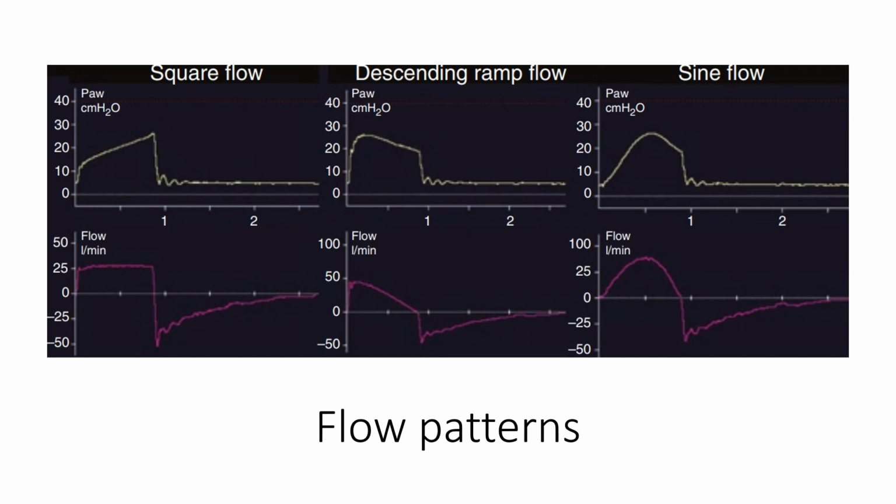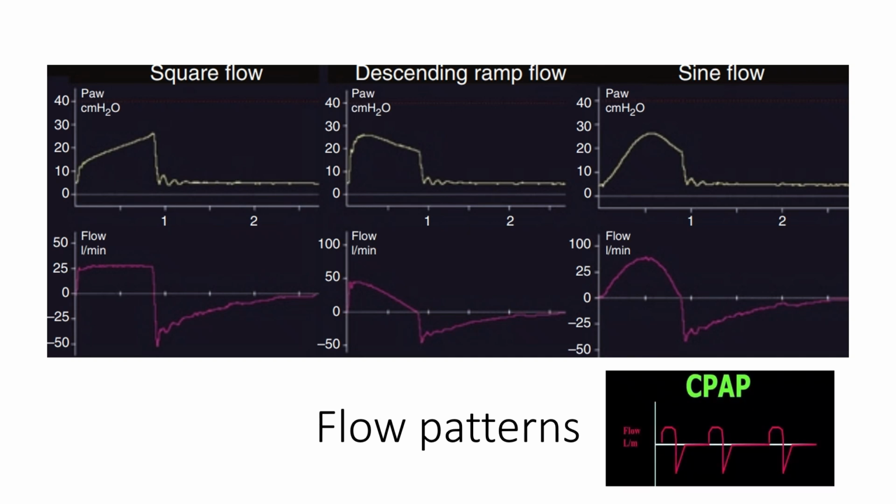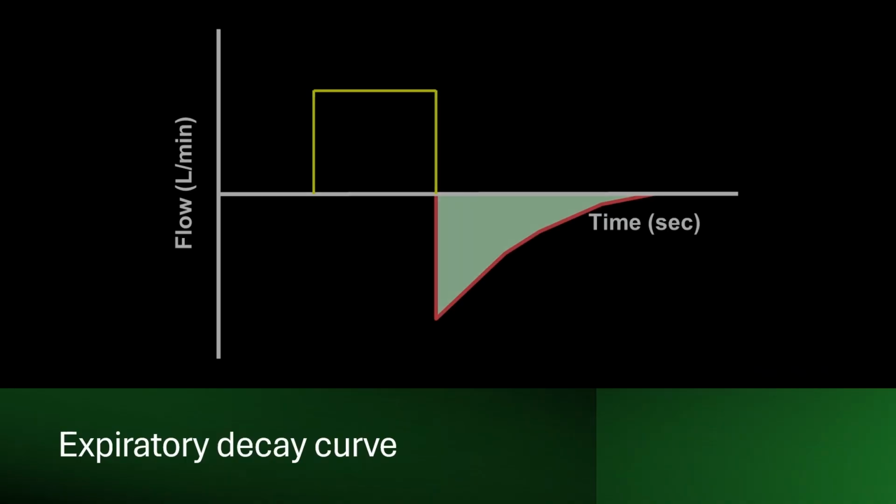However, it is less efficient in terms of gas distribution than the decelerating ramp, and peak pressures can be higher than with pressure-controlled decelerating flow. So this is the reason sine flow is not commonly used in modern ventilators. Okay, so if somebody asks you where the sine wave pattern is seen, you can say CPAP without pressure support. In that case you would see the sine wave flow pattern.